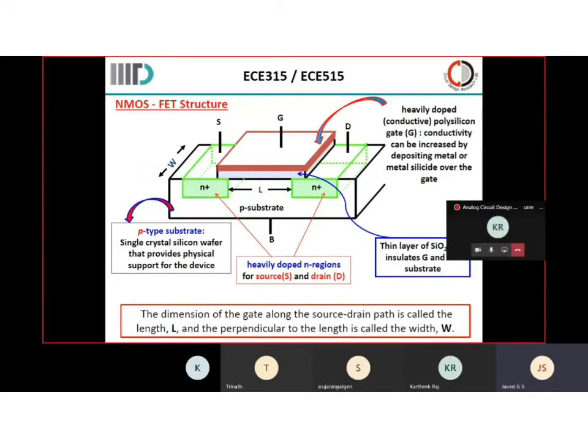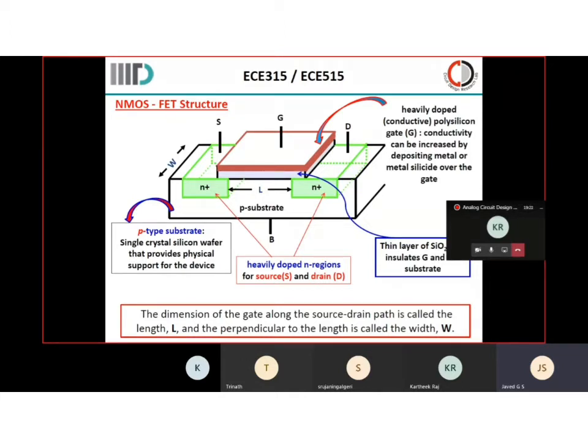The substrate is lightly doped within these N wells. Along with these N wells, you then add a thin layer of SiO2, which is the insulator that insulates the gate and the substrate. So this is the oxide part of the MOSFET, which is your metal oxide semiconductor. This is the oxide part of it.